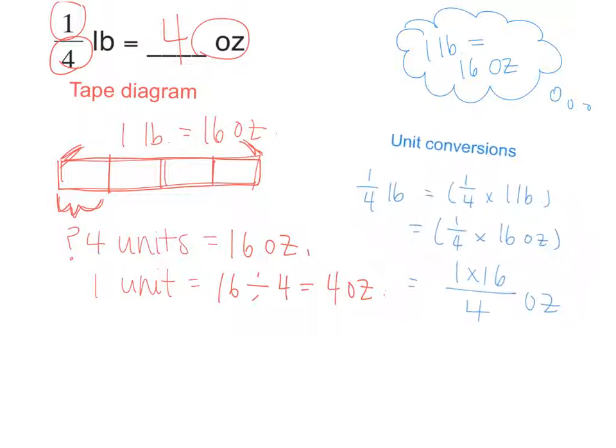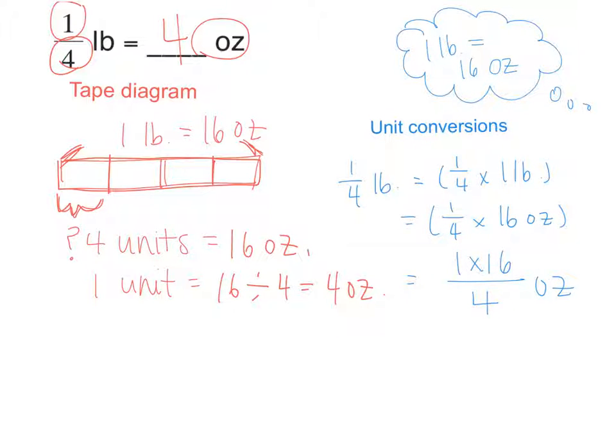Now let's see how we can use unit conversions. Okay? So this blue part over here. This will remind you back to what we did in Module 2. Okay? When we do the multiplication, we always write it in this format. So go ahead and write it down. 1/4 of a pound, which is what we started out with over here, equals 1/4 times 1 pound, right?